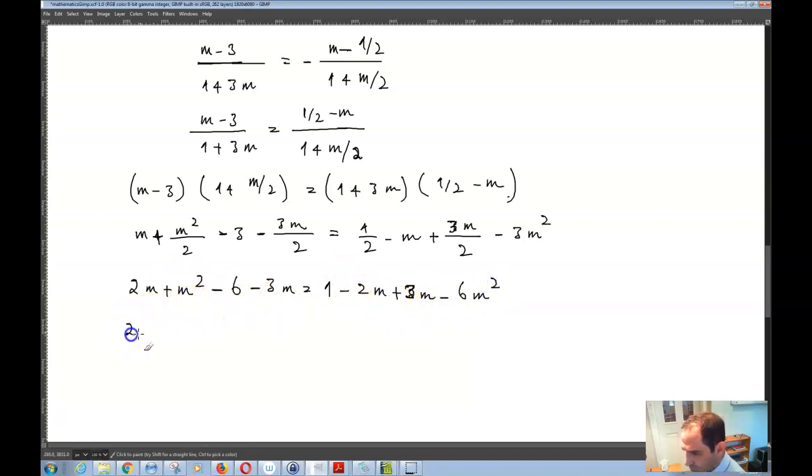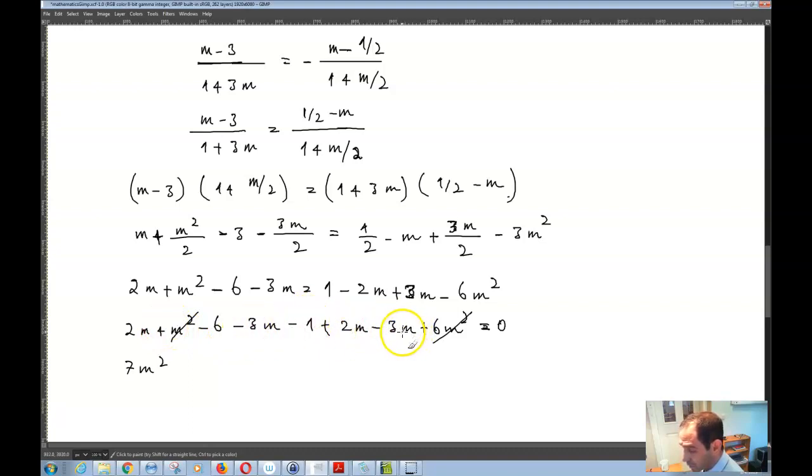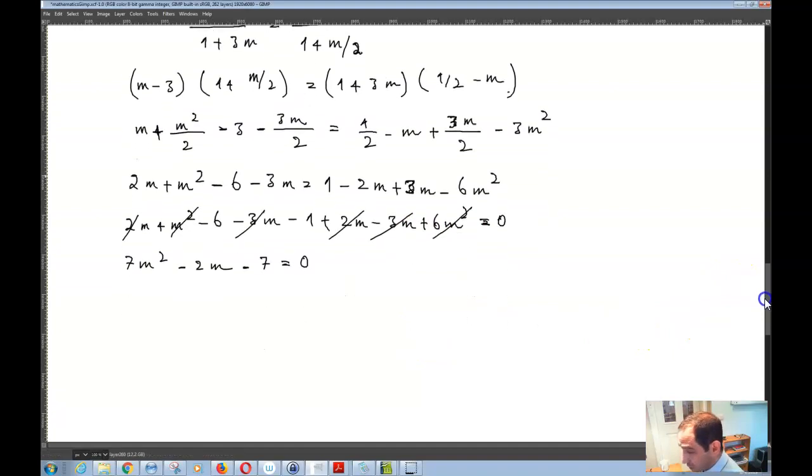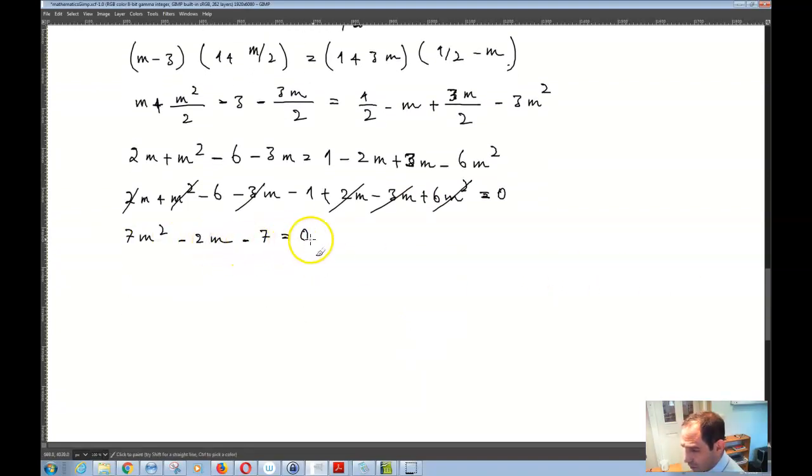Take everything to one side of the equation. 2m plus m squared minus 6 minus 3m minus 1 plus 2m minus 3m plus 6m squared is equal to 0. And so you have 6m squared plus m squared is 7m squared. 2m plus 2m is 4m, 4m minus 6m is negative 2m. Negative 6 minus 1 is negative 7. So then you have 7m squared minus 2m minus 7 is equal to 0.